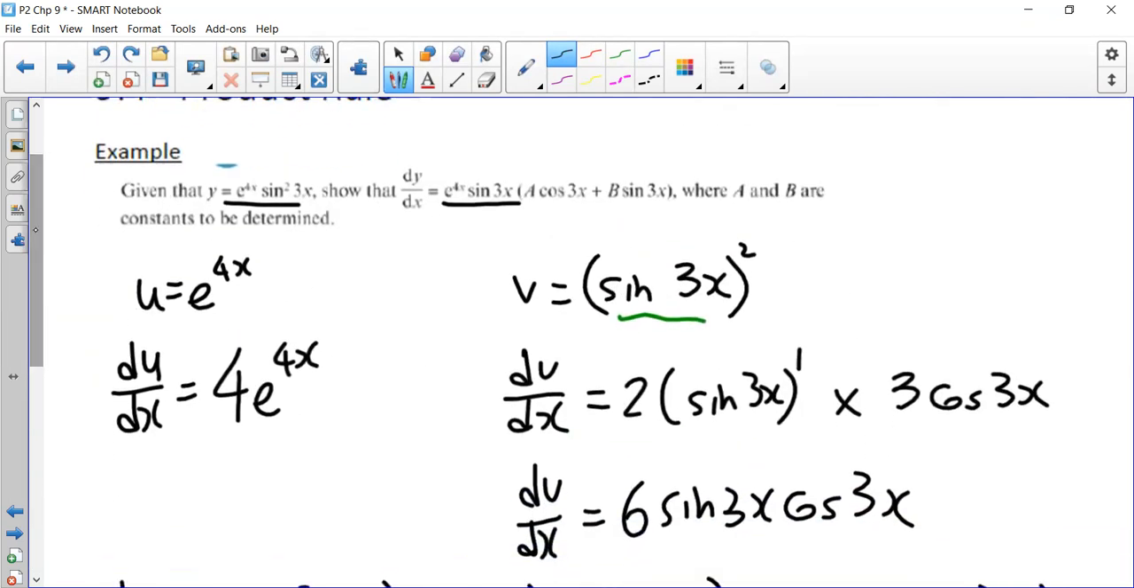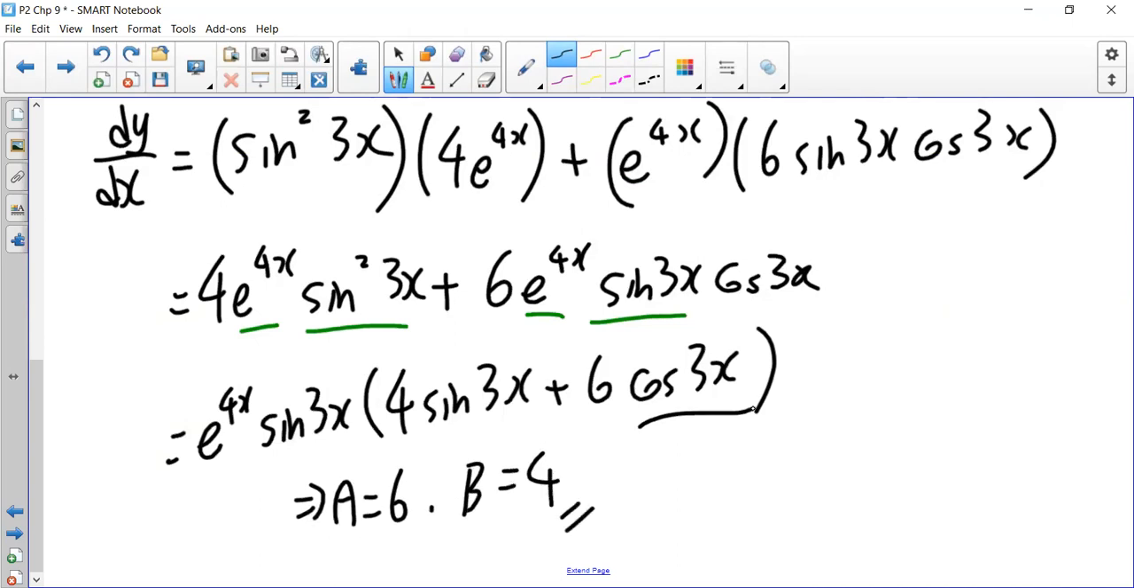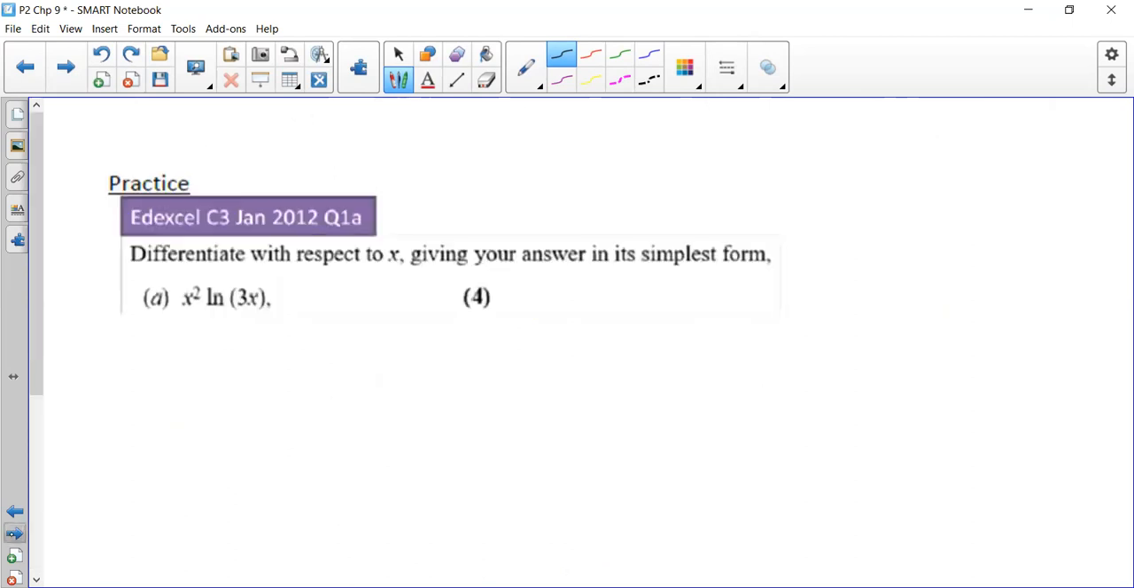Compare with the original, a cos 3x, b sine 3x. So a is 6 and b is 4, right? Because a is the coefficient of cos 3x. Okay, right. One question for you to try. Okay, press the question. So pause the video, have a go at the question. When you're ready for the answer, you can press play.